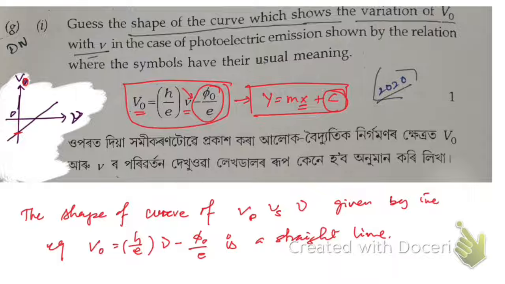Okay, and this is nothing but phi naught by e. Phi naught by e. It will be negative below the origin. Okay, hope you have understood this. So now let me take the next question.